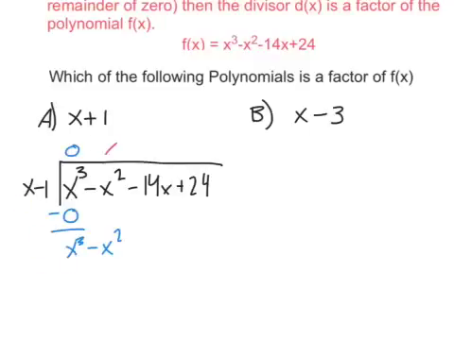Well, that's going to be x squared. So x squared times x minus 1 is x to the third. x squared times x is x to the third. x squared times negative 1 is negative x squared. Then I'll subtract down. The first two cancel, and then negative x squared minus negative x squared is actually 0. I'll bring down my negative 14x, and let's see what we've got here.